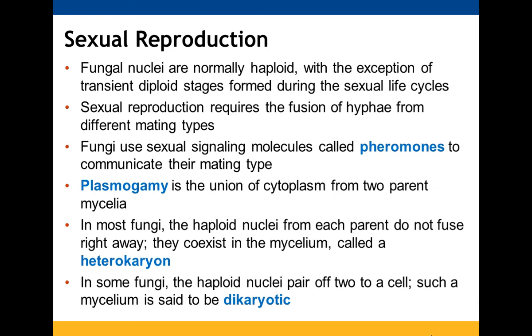So the nuclei for fungi are typically haploid. They do form some transient diploids when they're going through sexual reproduction, and that involves the fusion of hyphae from different mating types. And they use pheromones to determine what their mating type is. Plasmogamy is when cytoplasm is joined together from two parent mycelia. When they don't fuse together immediately, but they coexist in the mycelium, they're called a heterokaryon. And depending on what type of fungi we have, sometimes we pair off two haploid nuclei to a cell, and those are called dikaryotic.